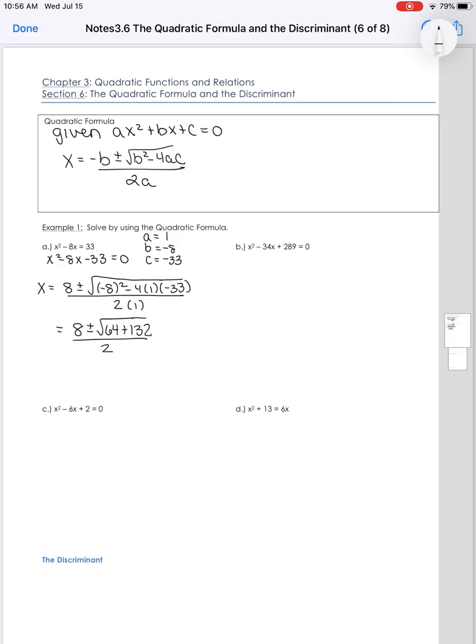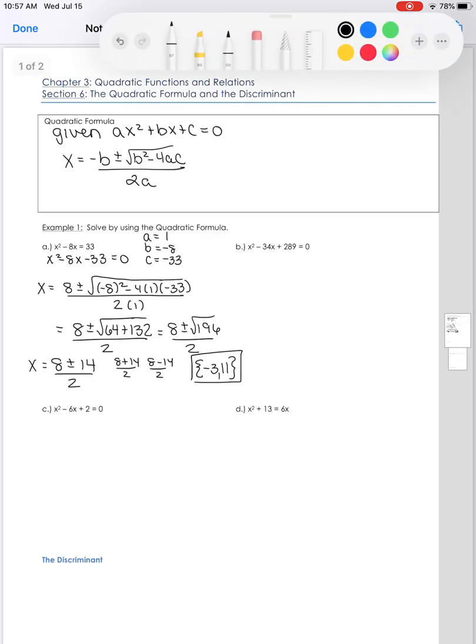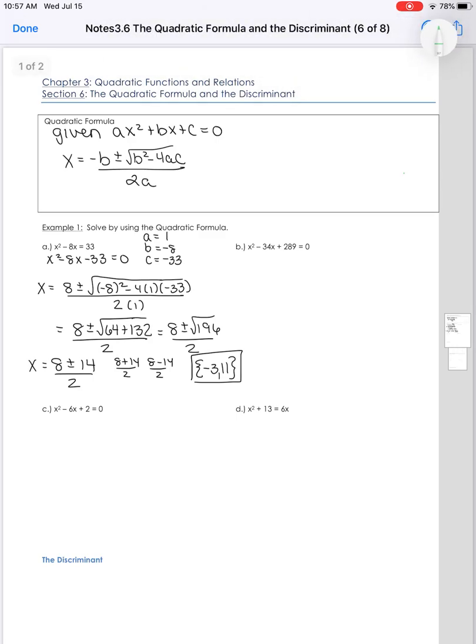So negative 8 squared, 4ac, all over 2a. So 8 plus or minus 64 plus 132 over 2, which is 8 plus or minus radical 196 over 2, which this one comes out nice. So I get 8 plus or minus 14 over 2. So that's 8 plus 14 over 2, and that's 8 minus 14 over 2, which gets me two answers of negative 3 and positive 11 for your final solutions.